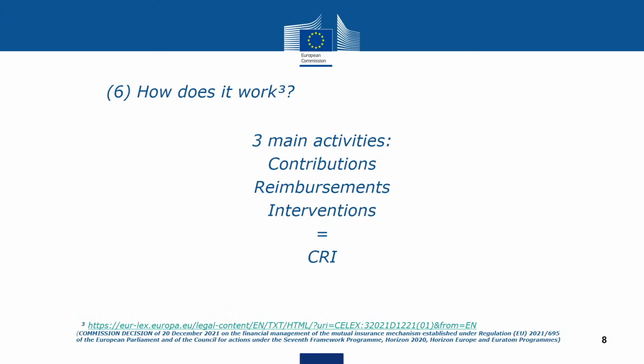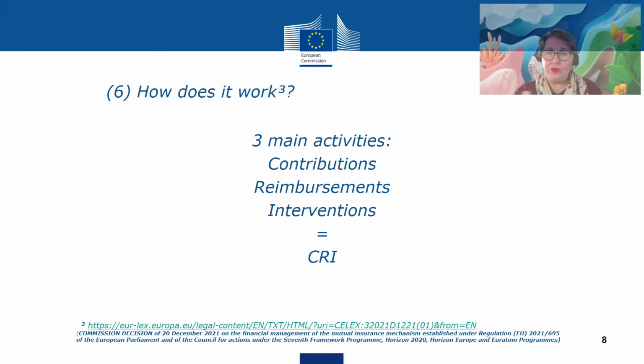How does it work? Well, I could go into detail about the different things we do, but I think the one most relevant for you as coordinators is the contributions, the reimbursements, and the interventions, or as we call it in short, the CRI. So what is it exactly? Once you've signed your grant agreement, you will get a pre-financing payment. And of that pre-financing payment, 5% will be transferred to an off-budget account. That 5% of all those grant agreements that we collect together, those contributions, constitute the capital. Do we pay the interventions with that capital?